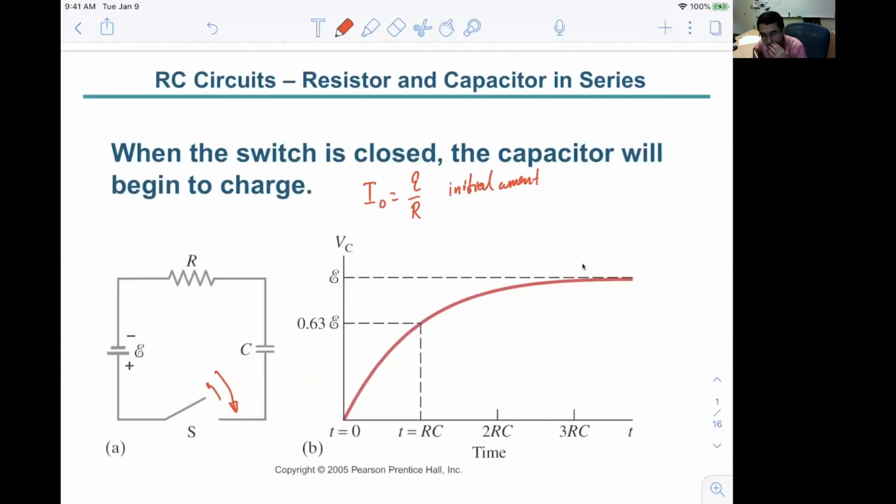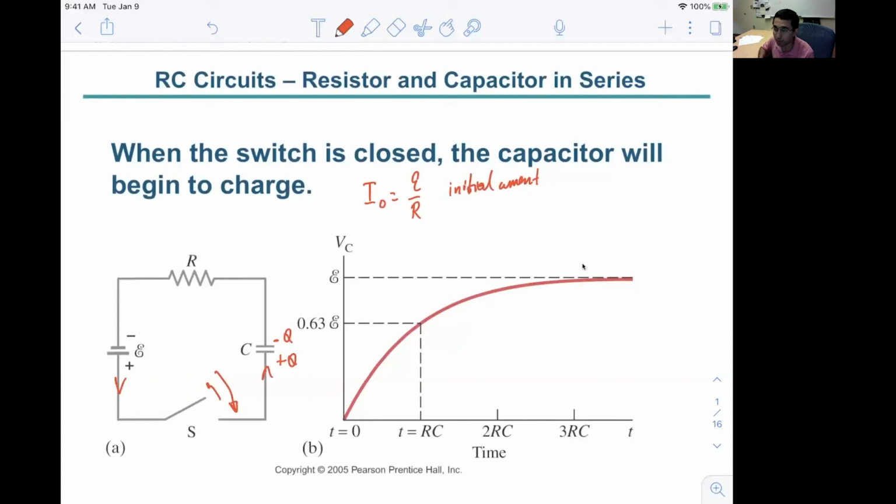But right after that, you start to charge the capacitor. Capacitors start to have a potential accumulate on it, and it will be against the battery. What I mean is the current is going to go this way, right? So this side is going to be positive Q, and this side is negative Q.